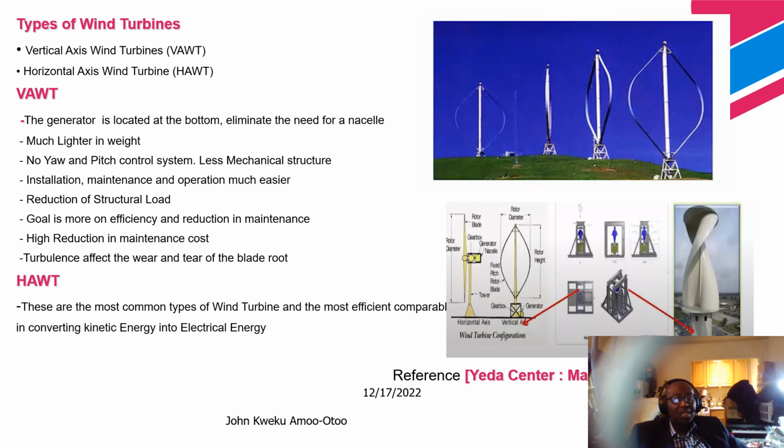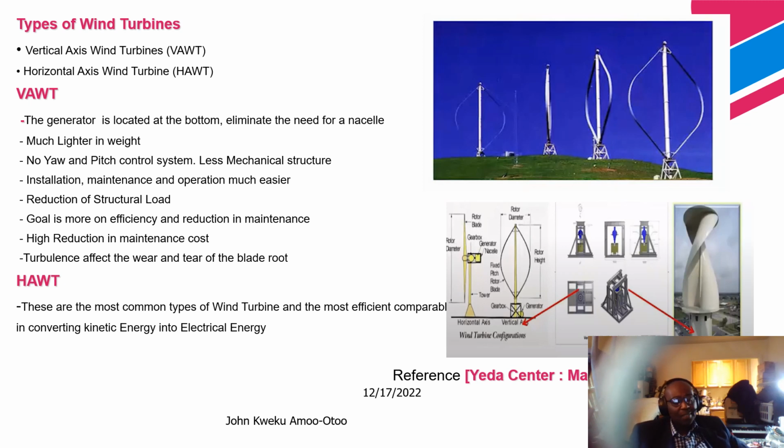Then the only drawback is, let's say you have a high wind gust or turbulence, because the generator is located here, you have a lot of wear and tear. And also at the blade root, basically, you have wear and tear right here. This is the root of the blade. That's where it is located.